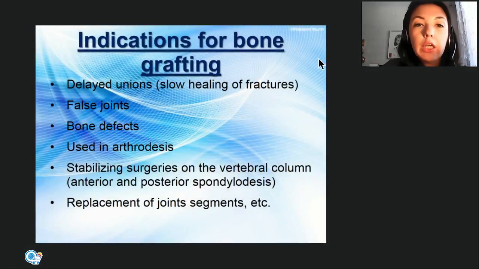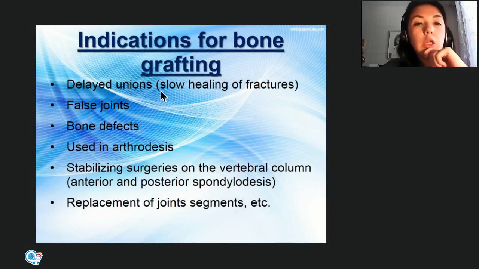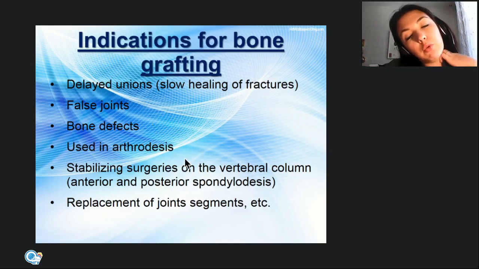So what are the indications for bone grafting? Delayed unions. It is another term that is used in English literature. It is slow healing of fractures. When fractures are healed but very slowly, then we have to perform bone grafting. False joints, bone defects, then bone grafting is used in arthrodesis. We will talk about it.